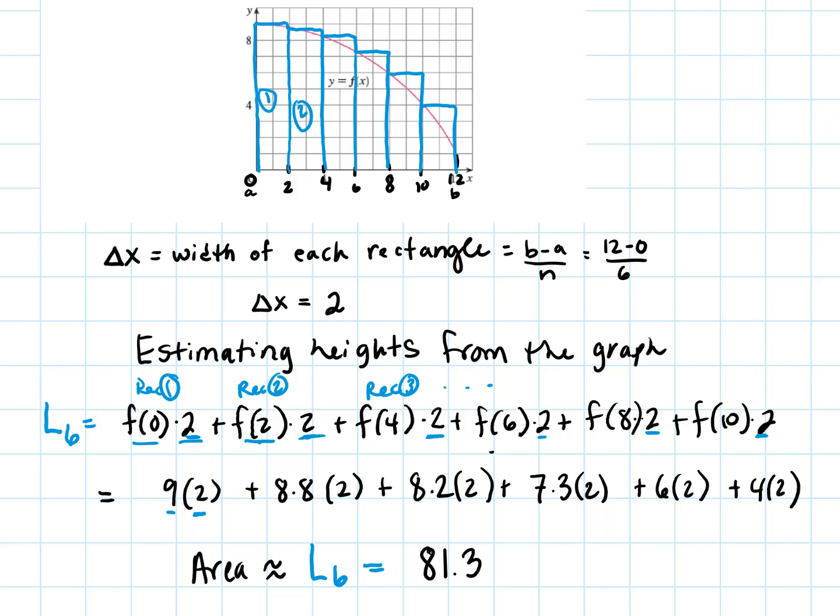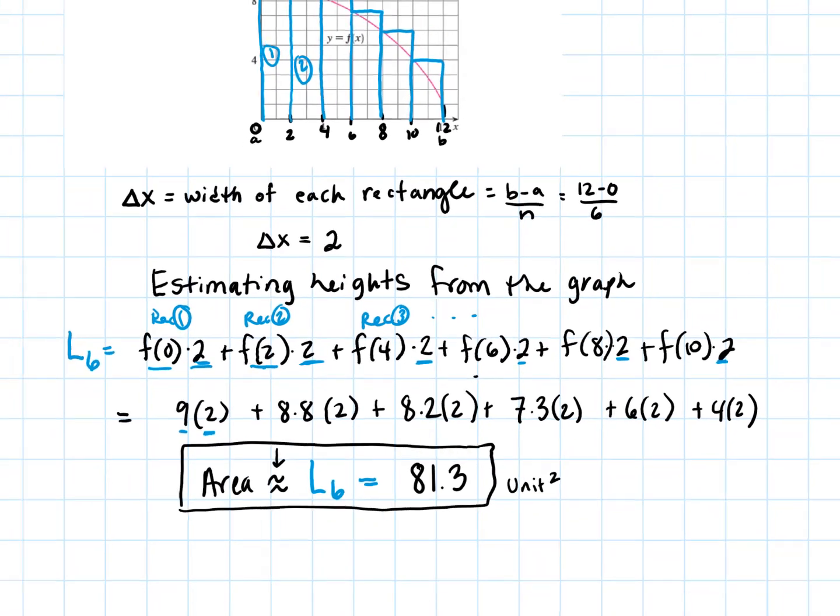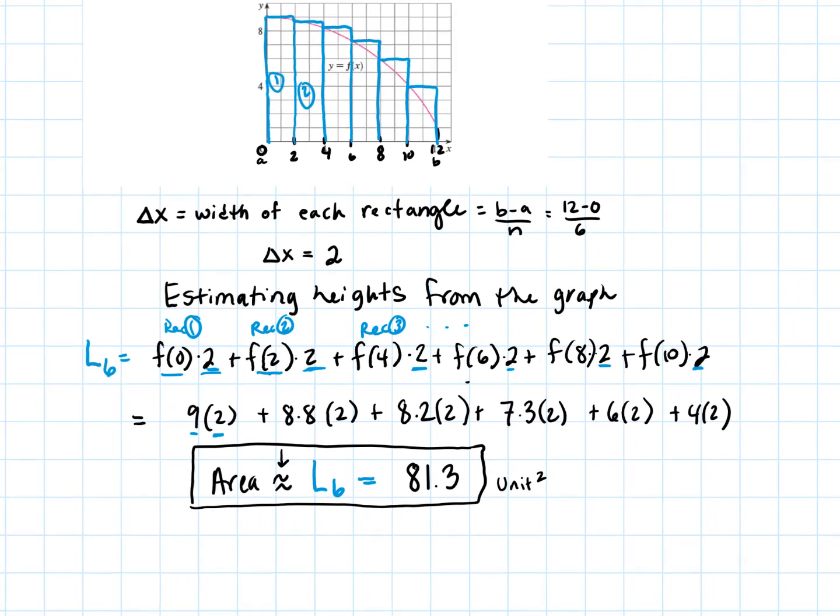And the area, again, it's an approximation, but the area is approximately equal to the estimate using left-hand endpoints and 6 rectangles of 81.3. Now, I guess we could write units squared. We are talking about actual area, so these are units squared in this case. Okay, let's go ahead and do the same for R6 and M6. And again, I'm going to speed up the video, and you can see the drawing of both of those and the computation of both of those.